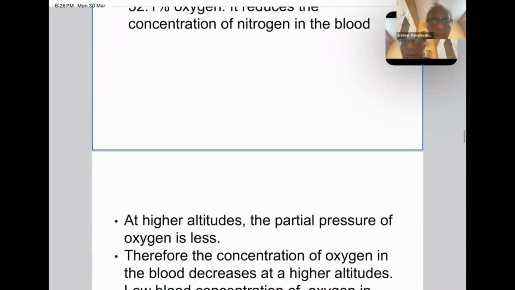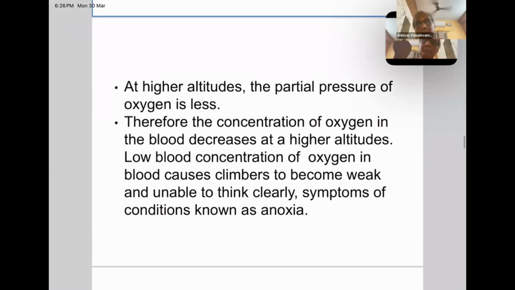Now let us say when you go higher up, at a higher altitude, say when you are climbing a mountain, the partial pressure of the gas will decrease. So what happens? Solubility of oxygen will decrease, so the amount of oxygen in the blood will decrease. That is, there will be a low concentration of oxygen in the blood.